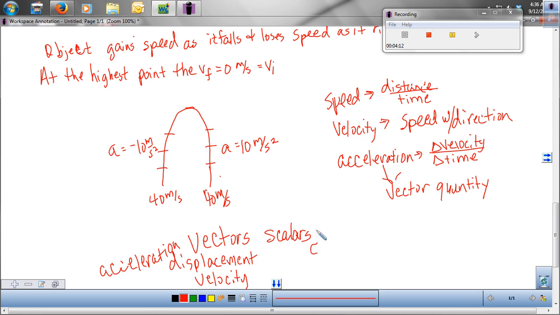A scalar would be distance. It's just magnitude only, 10 feet. Speed, 10 meters per second. I'm not telling you what direction to go in, so that's just a scalar quantity.